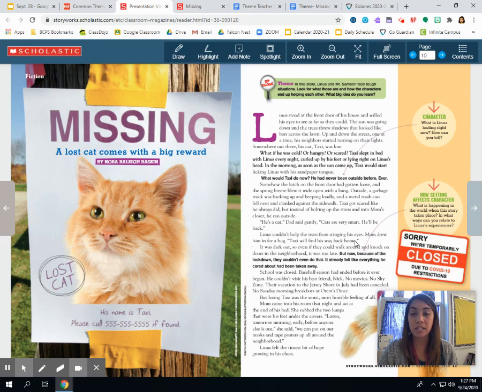Linus couldn't help the tears from stinging his eyes. Mom drew him in for a hug. "Taxi will find his way back home."